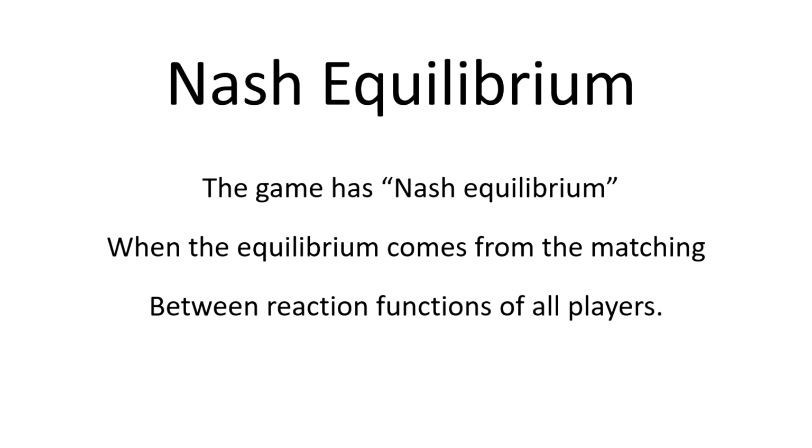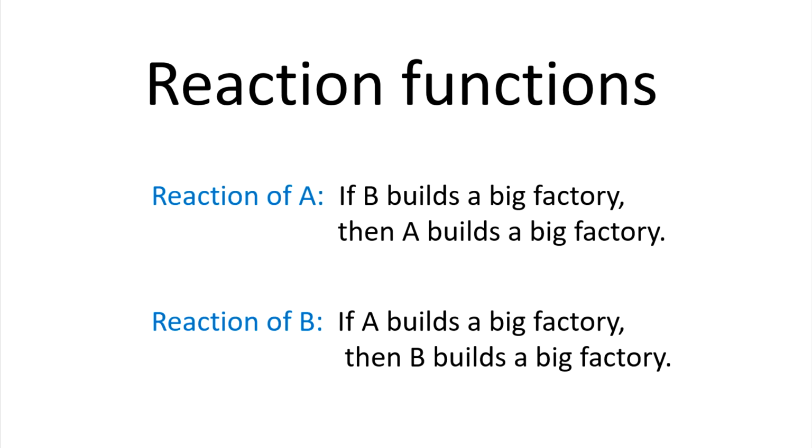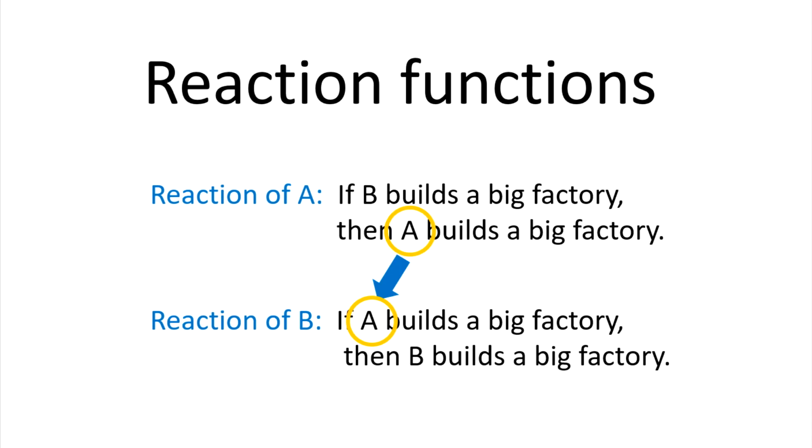Now, I will introduce you to the Nash equilibrium. The game has a Nash equilibrium when the equilibrium comes from the matching between reaction functions of all players. The matching of reaction functions, what is it? So you see the reaction functions again here. The reaction function of A states that if B builds a big factory, then A builds a big factory. And the reaction function of B says that if A builds a big factory, then B builds a big factory. So you see the relationship between those reaction functions here.